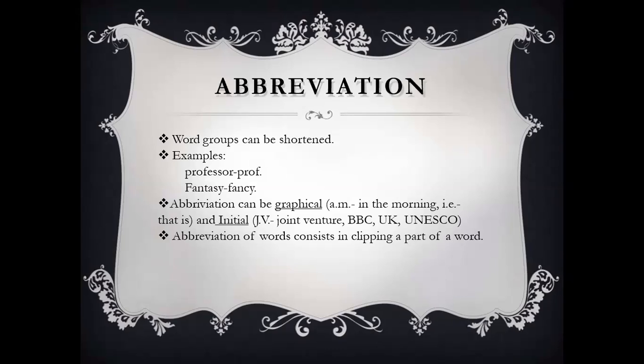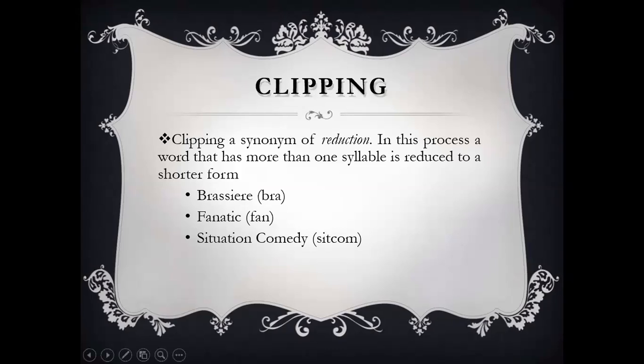And of course, abbreviation of words consists of clipping part of a word. So we'll be talking about clipping right now. After abbreviation, there is clipping. Clipping means reduction, and this is derived from the word reduce. So this is somehow cutting words. In this process, a word with more than one syllable is reduced to a shorter form. For example, fanatic, fan.